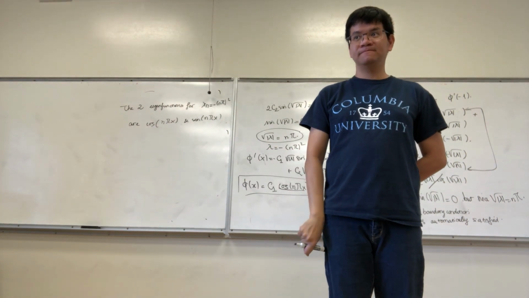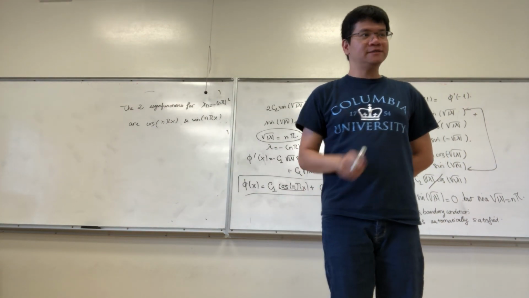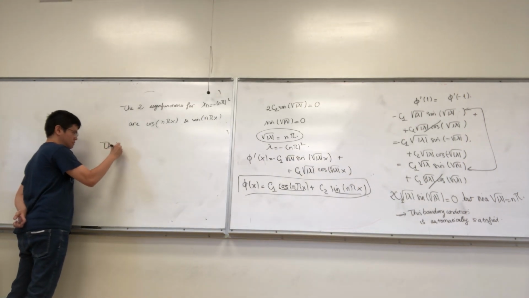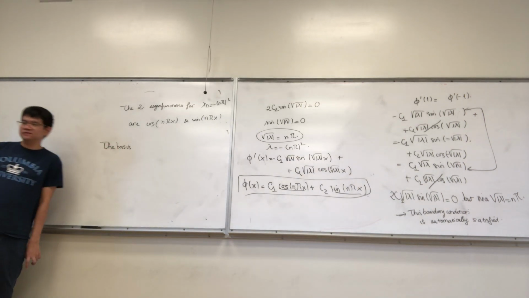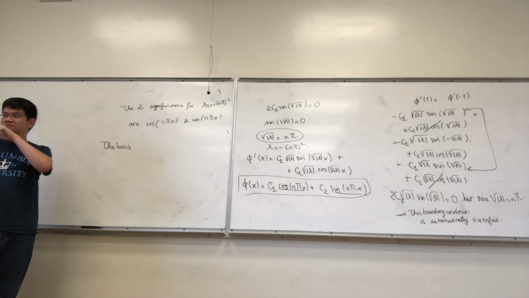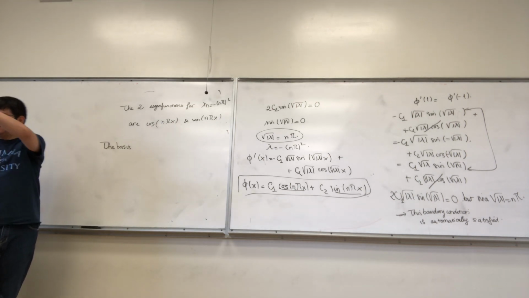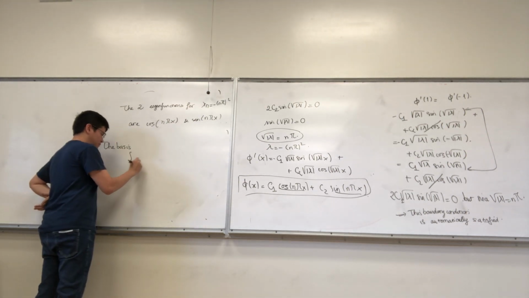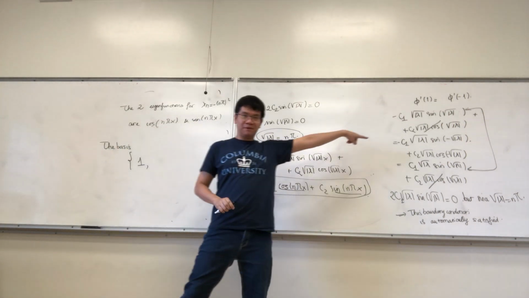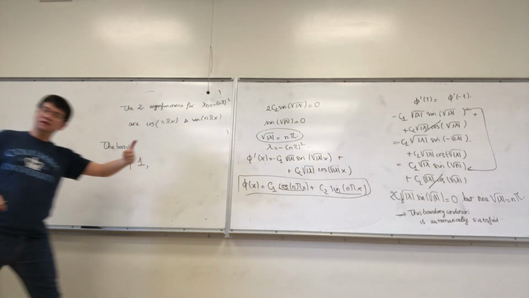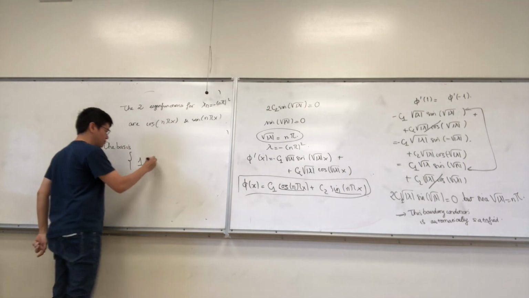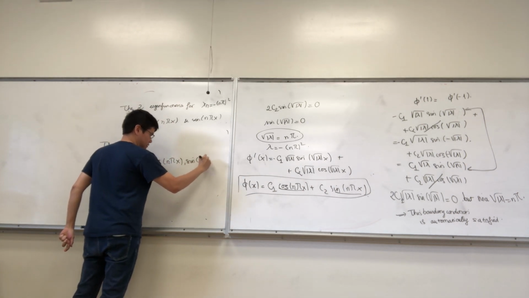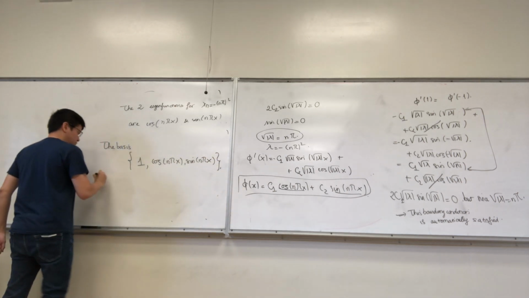Is it clear? To summarize, what is the basis in this case? In this case, you have a Fourier series. From the case lambda is 0, you found the function 1. From this case, you found cosine of n pi x and sine of n pi x. So this is a Fourier basis.